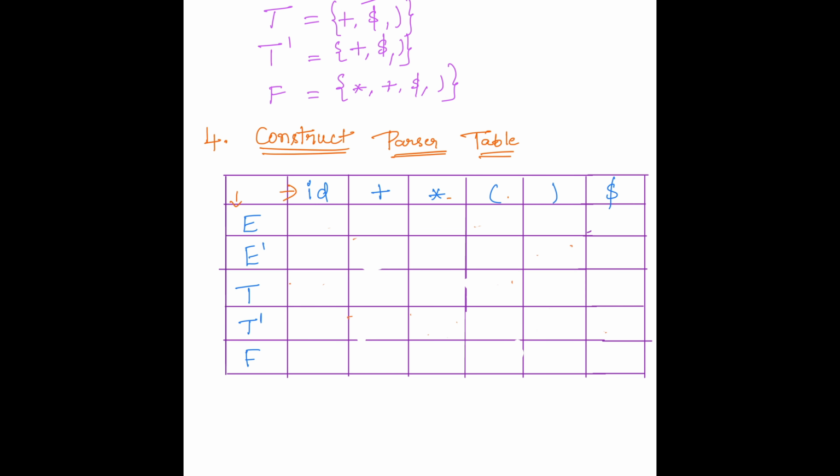The fourth step is predictive parsing table. Let us see how to construct the table. You can see the table here.